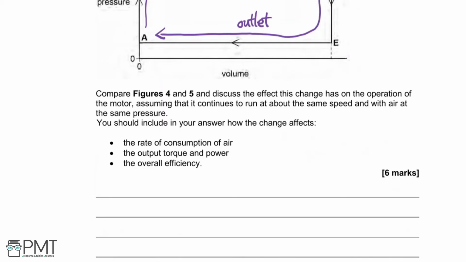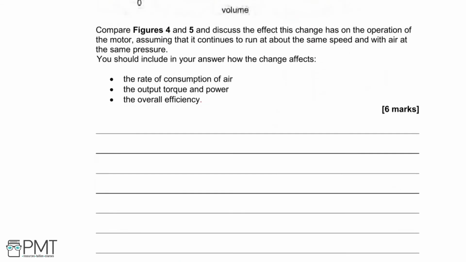You should include in your answer how the change affects the rate of consumption of air, the output torque and power, and the overall efficiency. Now for this 6-mark question, what we ought to do is separate our answer into those 3 sections and talk about each one in turn. It won't be as simple as 2 marks for each point, i.e. 6 divided by 3, because there's going to be a mark for quality of written communication. So that already takes the number of marks available for the content down to 5. But we'll examine marks at the end.